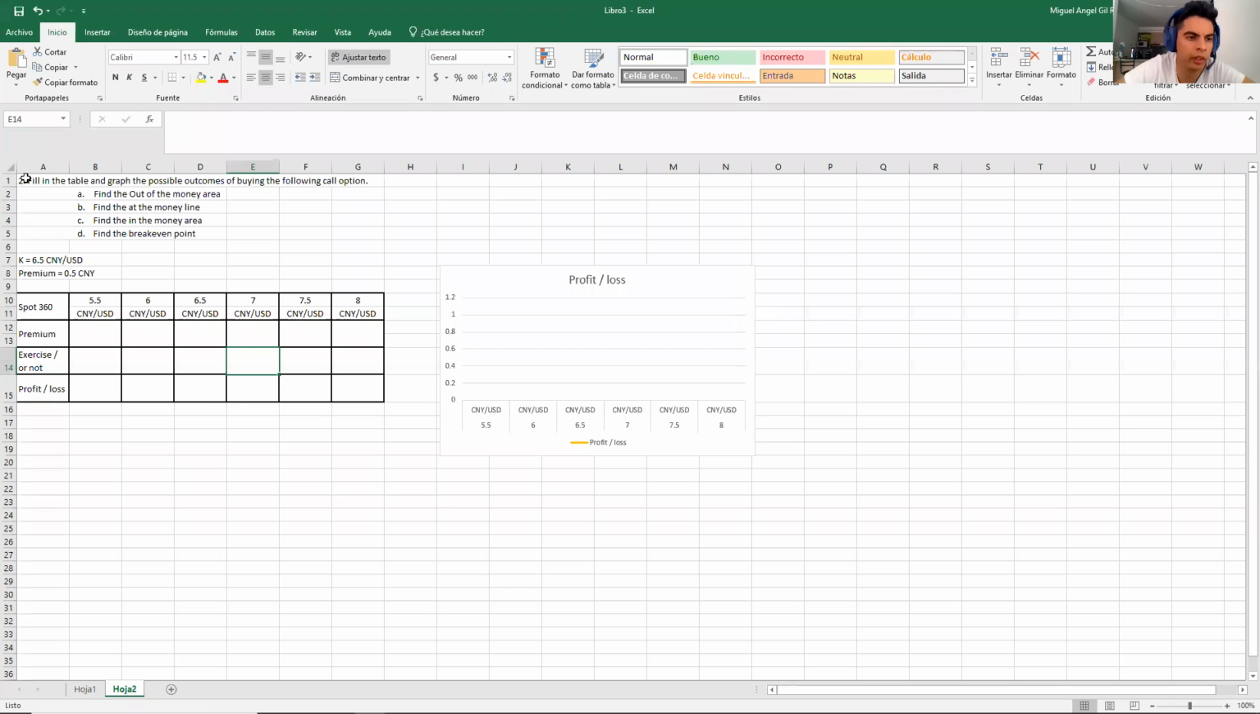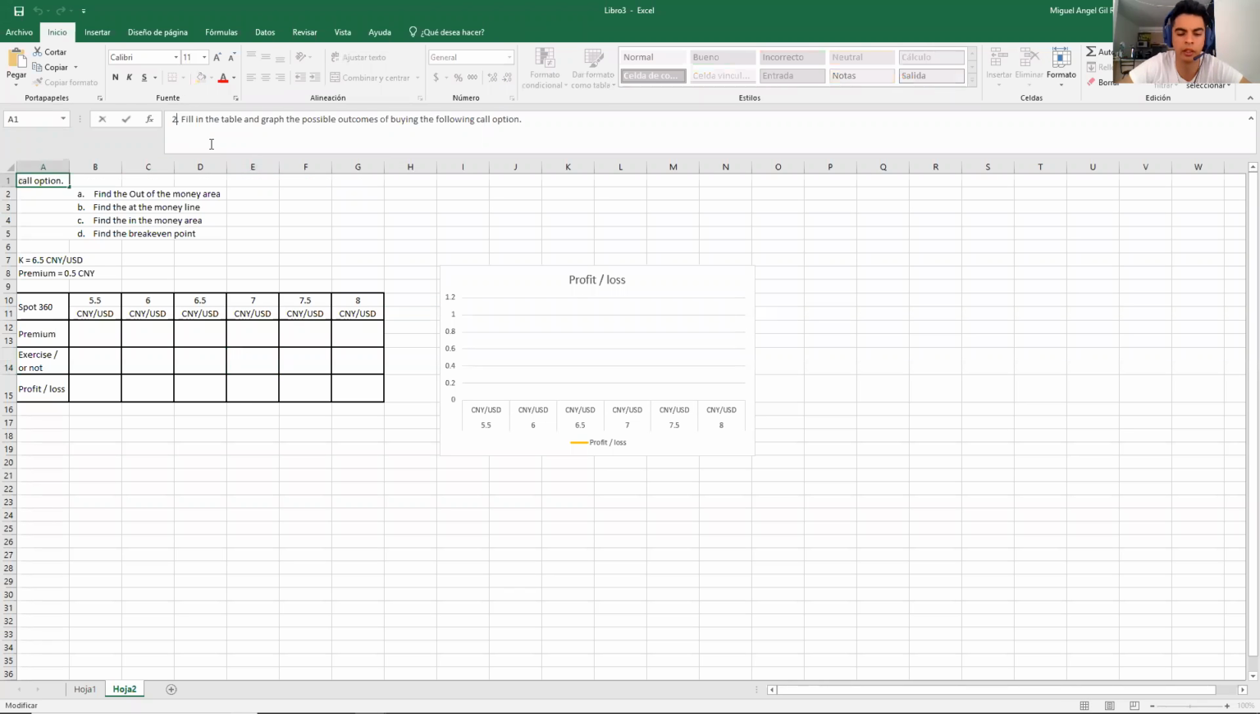So now we have the third exercise. This last exercise from the activity is a bit different because now we are buying a call. So we are buying the right to decide if we want to buy or not. And in this case, it is also a dollar, but instead of pesos, now we have Chinese yuan.